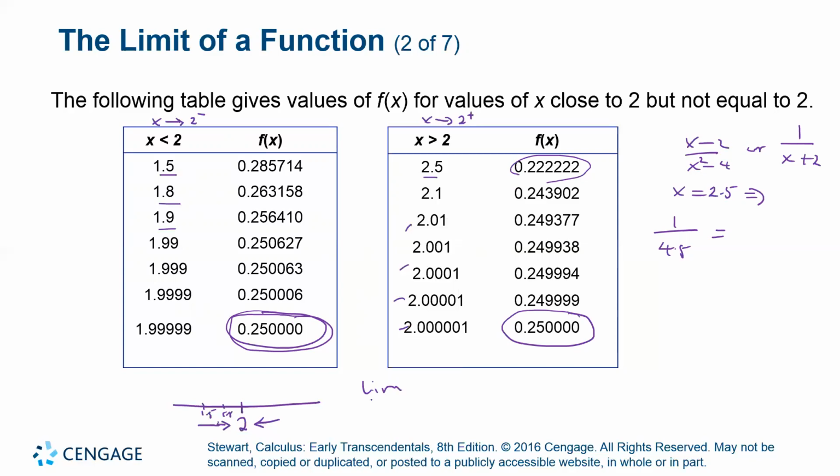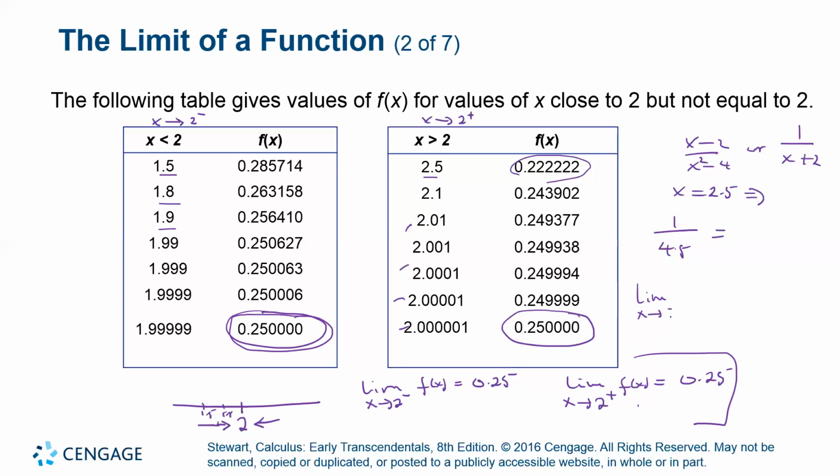The left-hand limit, x approaching 2 from the left of the function f of x, is equal to 0.25. And then the limit as x approaches 2 from the right of f of x is also 0.25. Therefore, what is the limit? Let me write it up here. What's the limit?